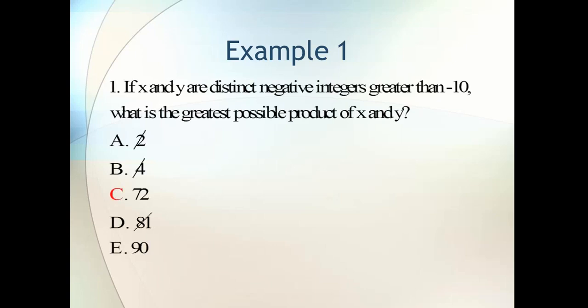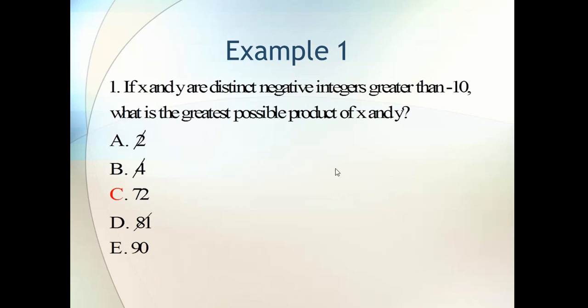Now, let's see the example from the quantitative section. Example number 1. If x and y are distinct negative integers greater than -10, what is the greatest possible product of x and y? A, 2; B, 4; C, 72; D, 81; or E, 90?